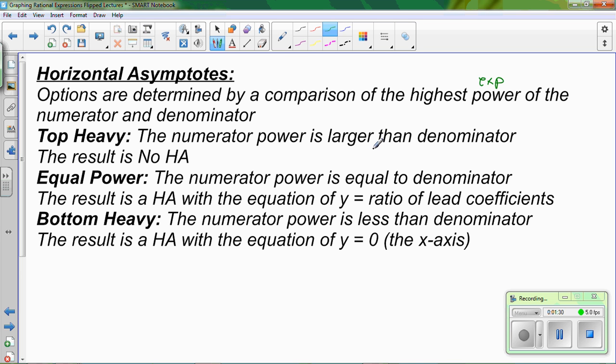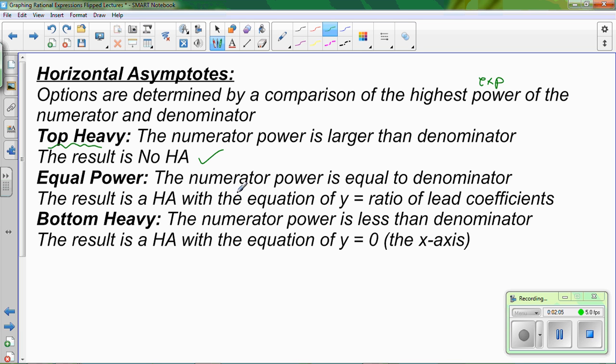Like if you see your numerator has the highest exponent is something x to the third, and the denominator is something with x to the second. That would be a case where it's top heavy, where the numerator exponent is larger than the denominator exponent, highest exponent comparison. And so we're going to look at a scenario of that, but that's when there's no horizontal asymptote. If your numerator power, meaning the highest exponent in the numerator, is larger than the highest exponent in the denominator, there is no horizontal asymptote, and we use HA to abbreviate horizontal asymptote.